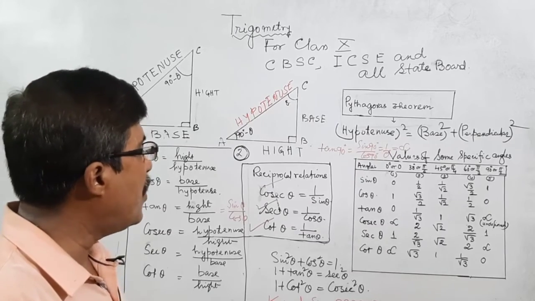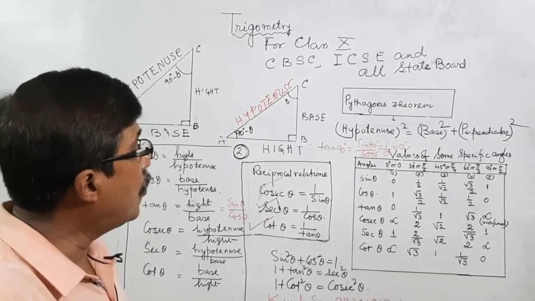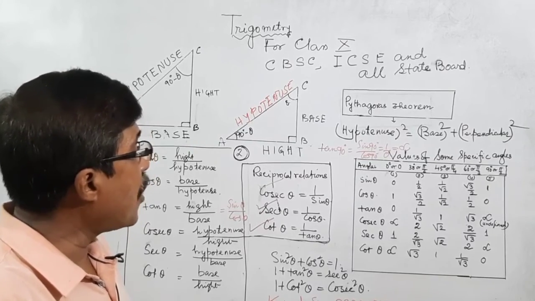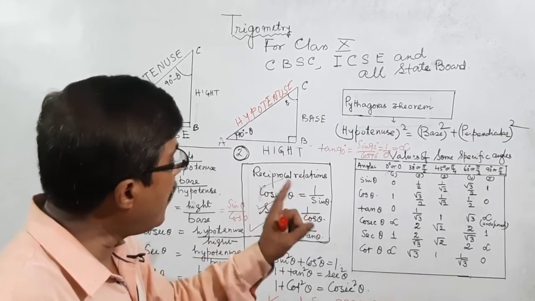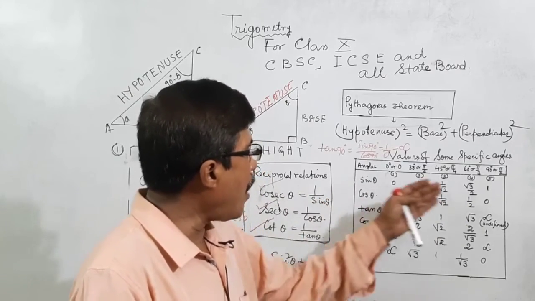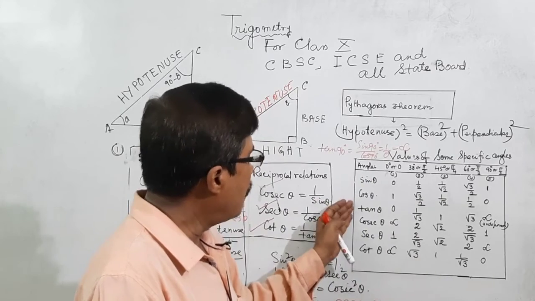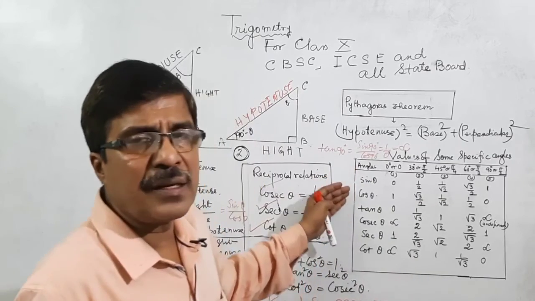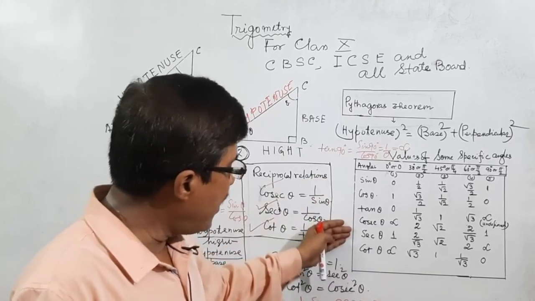Now I will give a shortcut method to find the values. We only require sine, and then cos you write in the reverse order. With the help of sine and cos, we can get tan, we can get cosec, we can get sec, and we can get cot.